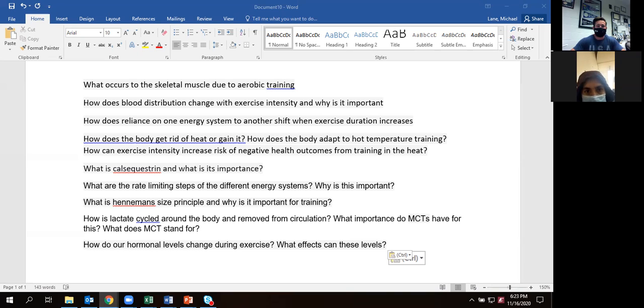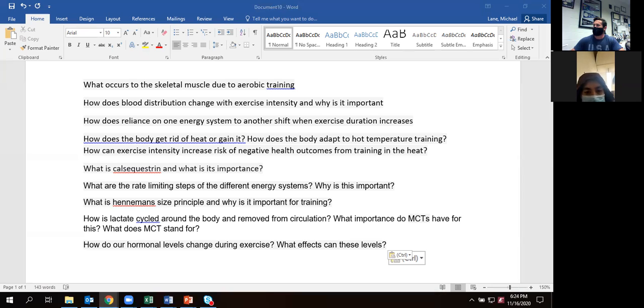How does the body get rid of heat or gain it? Conduction, convection, radiation, and evaporation. We're using evaporation the most when we're exercising, radiation the most when we're at rest. The body adapts to hot temperature training, where we're going to sweat more fluid, we're going to sweat less sodium and chloride, and we're going to sweat earlier. And how can exercise intensity increase the risk of negative health outcomes from training in the heat? Like we talked about earlier, the higher the intensity, the lower the blood flow to the skin, the more issues you're going to have with thermoregulation.